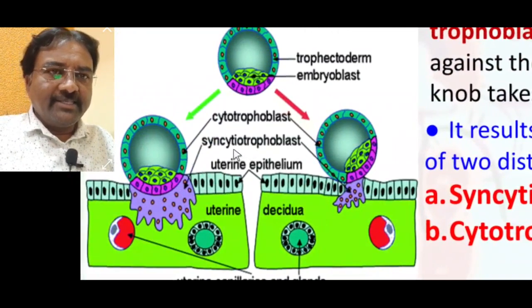Here is the label: syncytiotrophoblast. This is the syncytiotrophoblast. Here also is syncytiotrophoblast, due to rapid division of trophoblast cells, and this one is cytotrophoblast. Here also is syncytiotrophoblast.